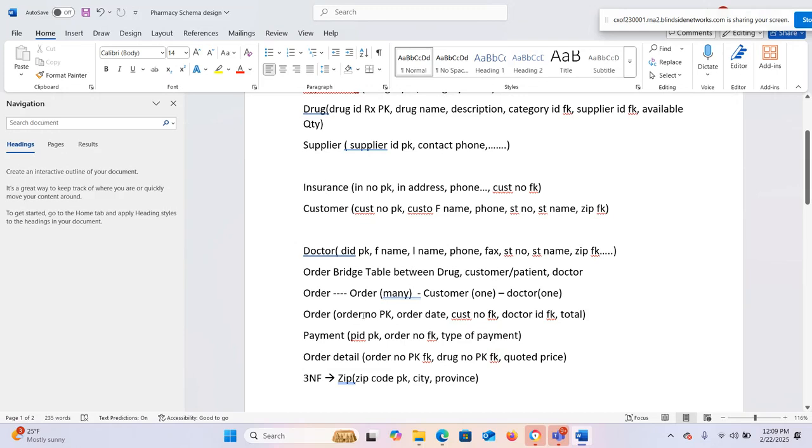Okay, the other thing I have is zip. Now this is once you normalize to third normal form in order to remove transitive dependency. Now go through the recording of third normal form. You will understand. Oh, my phone is ringing.